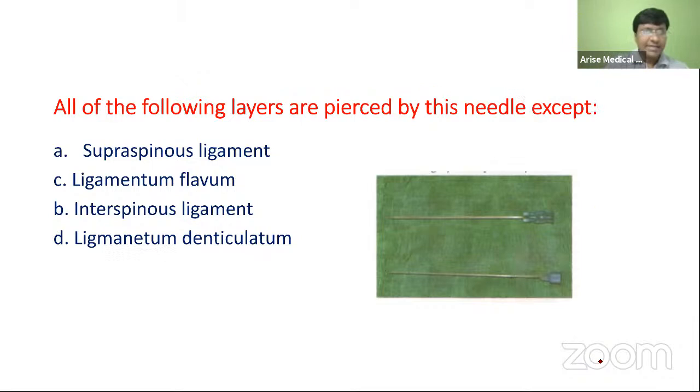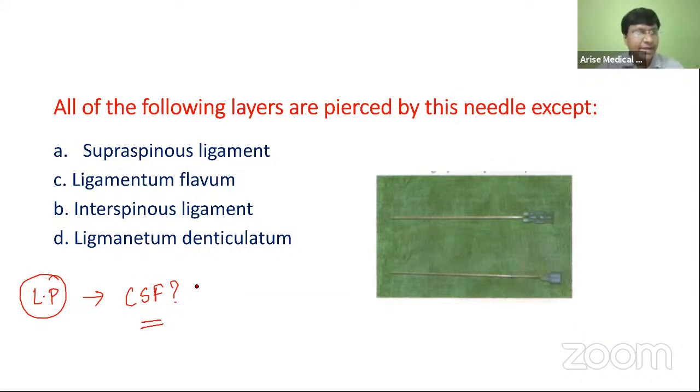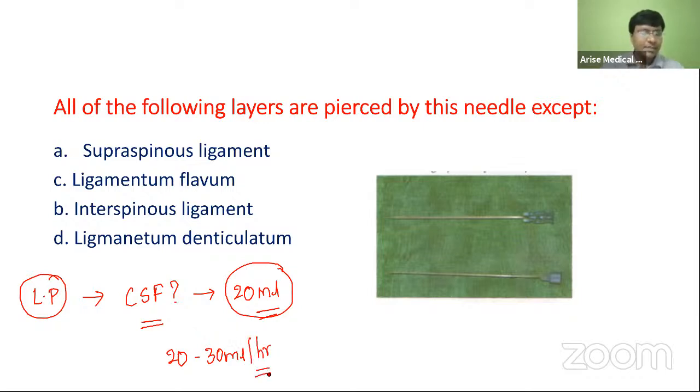Next. Whenever you do a lumbar puncture, how much CSF has to be drained? The quantity of CSF that has to be drained is 20 ml. Now, why do you drain 20 ml? This is required for various diagnostic purposes. And even the production of the CSF is around 20 to 30 ml per hour. So this is, in short, about lumbar puncture, right?